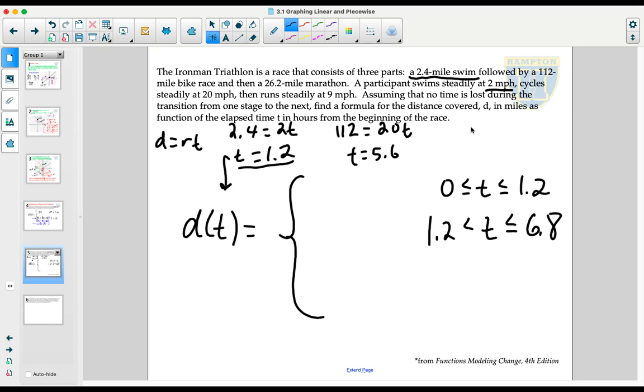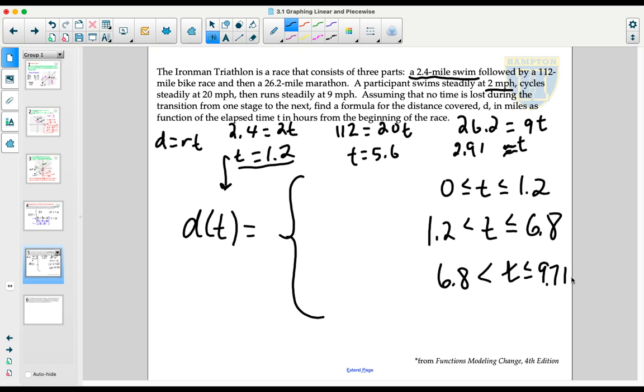And for the last section, we have to take a little bit of liberties. 26.2 equals 9t. That gives us that the amount of time it will take is approximately 2.91 hours. So from that 6.8, which is going to be the beginning of the last section of the race, up to and including 6.8 plus 2.91, which means our race is going to end after about 9.71 hours.